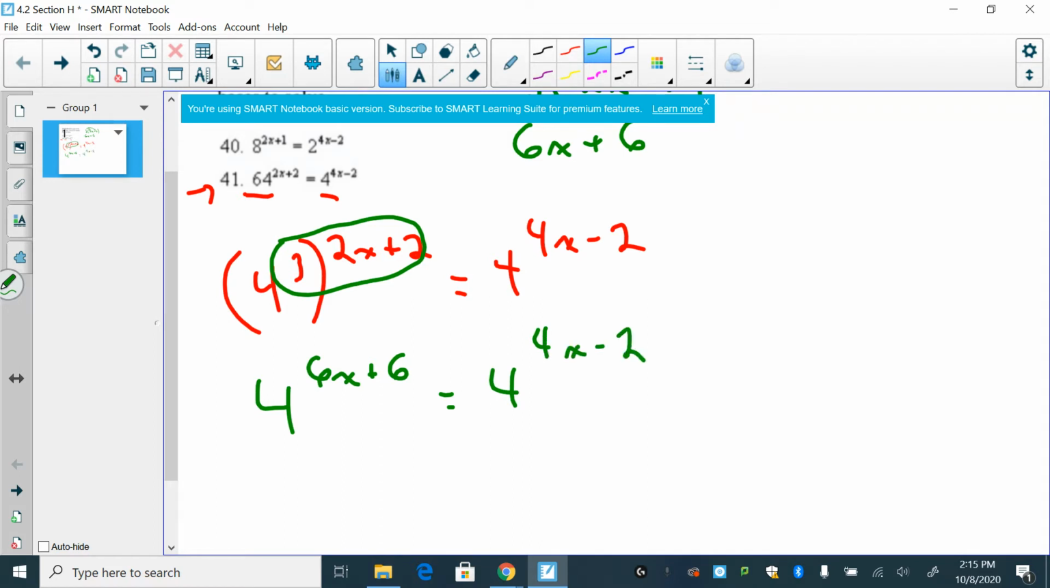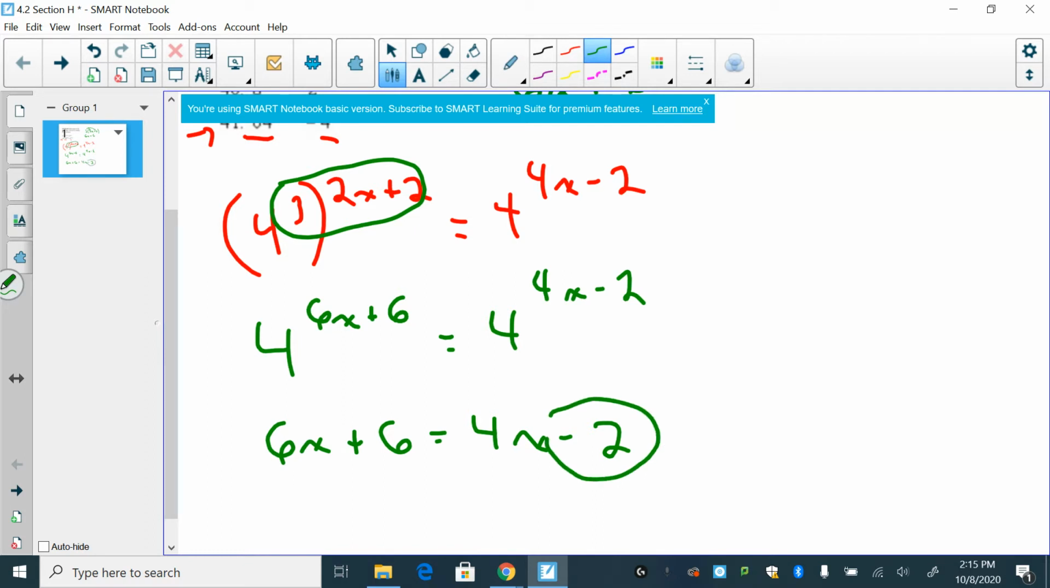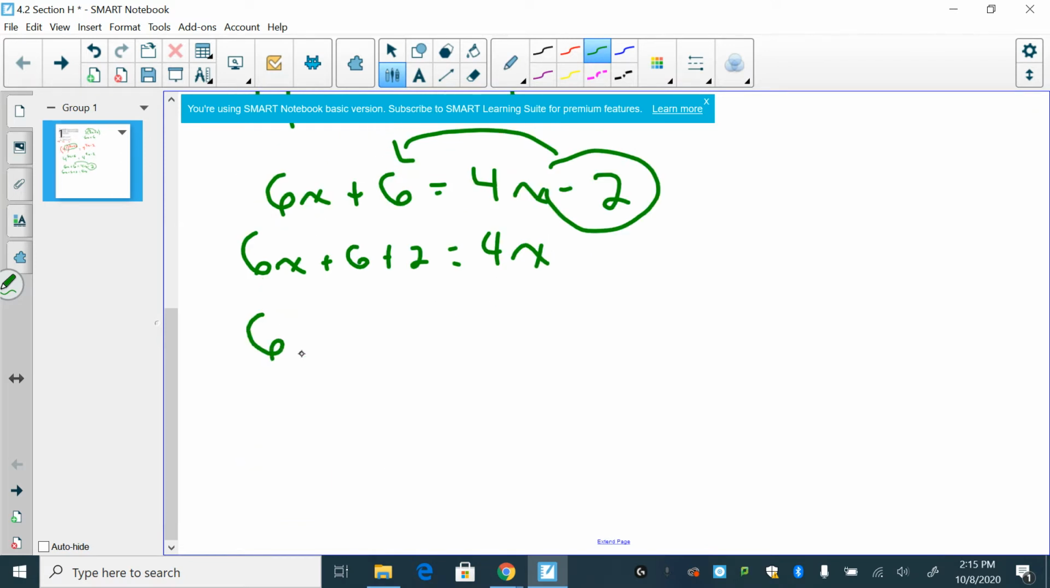Now, the bases look exactly the same. It's simplified a bit. I can drop the bases, just work with the exponents. So I've got 6x plus 6 on this side, and I've got 4x minus 2 on the other side. All right, so I'm going to bring this subtract 2 over to the other side. So then I've got plus 2. And it doesn't really matter which way you move stuff. Okay, so I've got 6x plus 8 equals 4x.